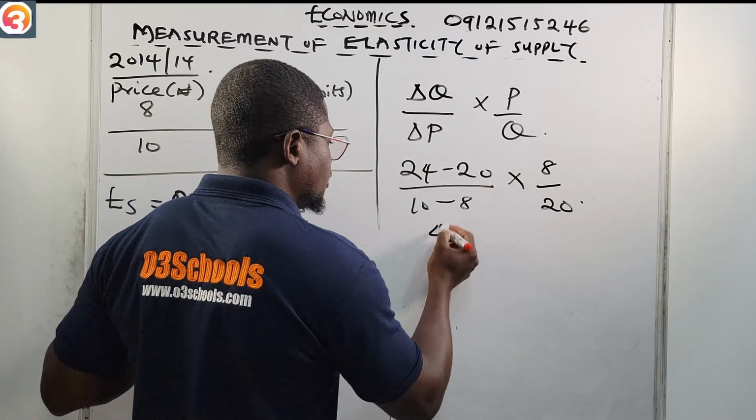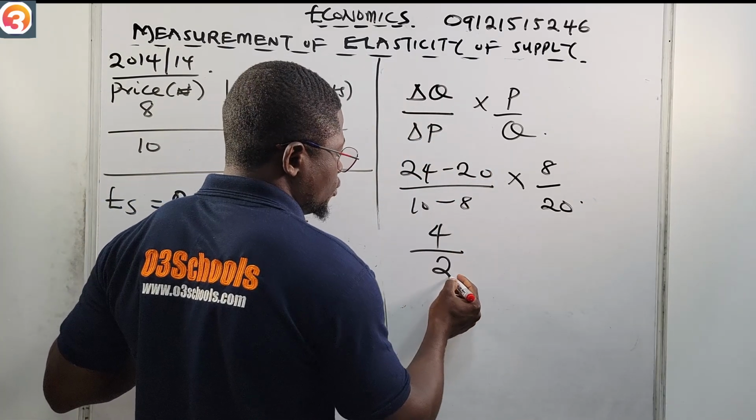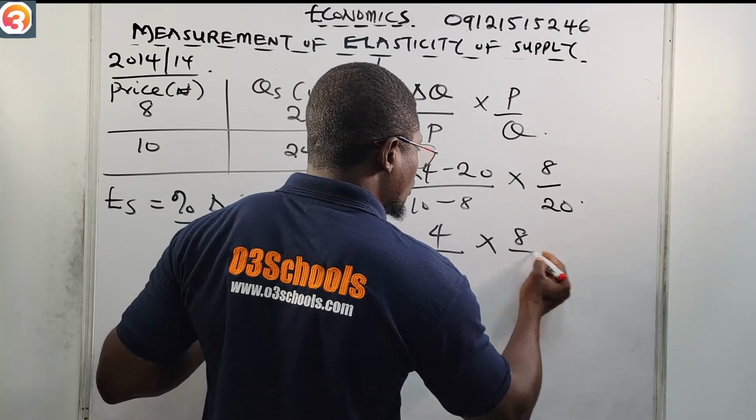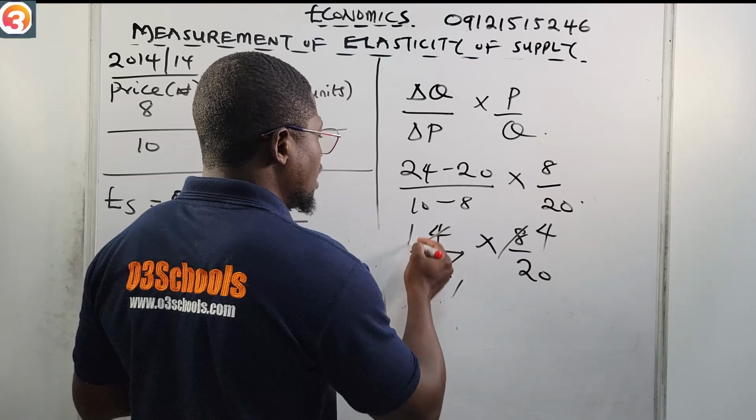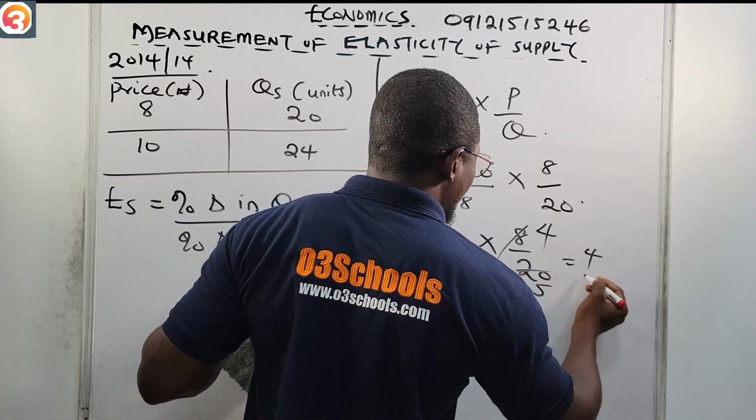So 24 minus 20 is 4. 10 minus 8 is 2. Then times 8 over 20. 2 into 2 is 1, 2 into 4 is 2. 4 into 1, 4 into 5. That is 4 over 5.